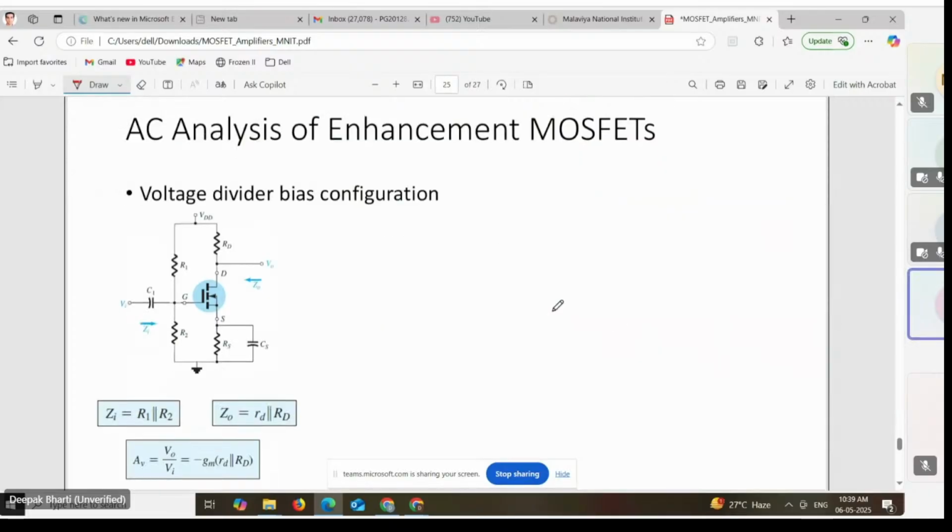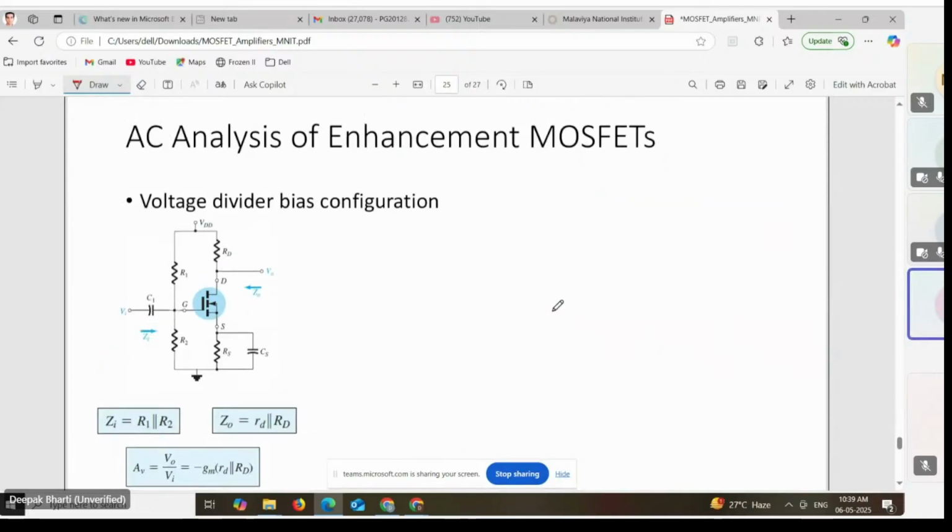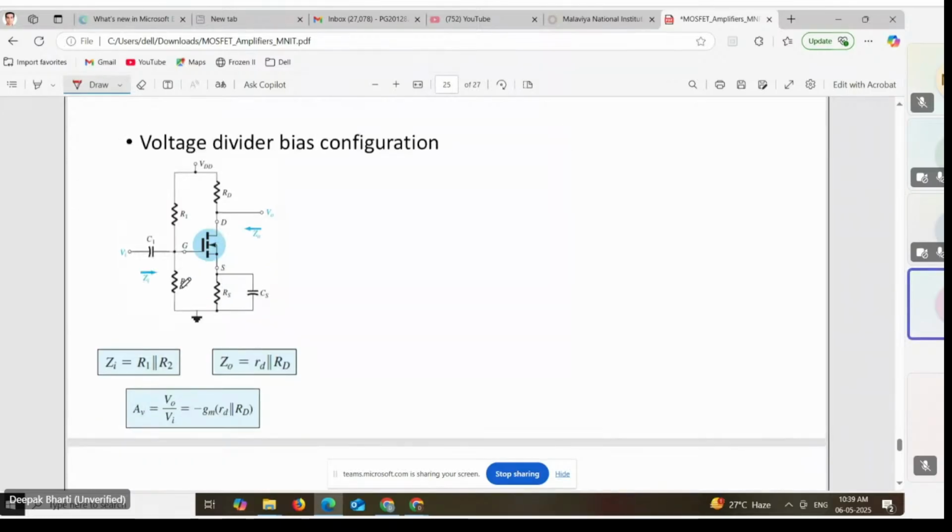Again, I guess this is the case of a voltage divider bias for enhancement MOSFET. So here also the results will be quite similar. This type of arrangement we had already seen in the last session. So here what will be the Zi? Zi will be R1 parallel R2 and Z0 will be equal to RD parallel rd, and since RS is bypassed here, we can directly write these results, and the AV will be minus gm small rd parallel capital RD.